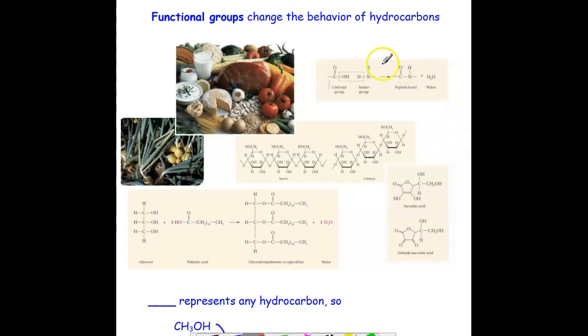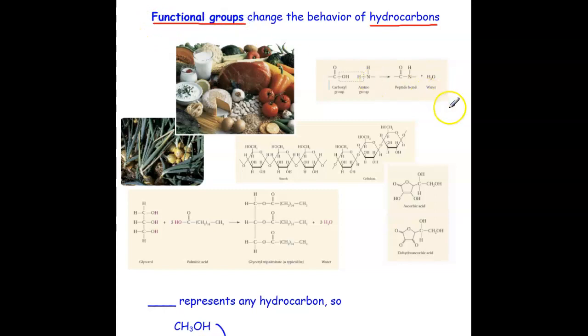Today we're going to look at what happens to hydrocarbons when we start messing around with them by adding double or triple bonds or adding oxygen atoms to the mix. So you can see here we have an almost infinite variety of molecules. When we make these changes, we call these small groups of atoms functional groups.